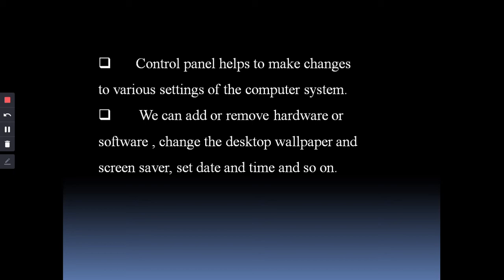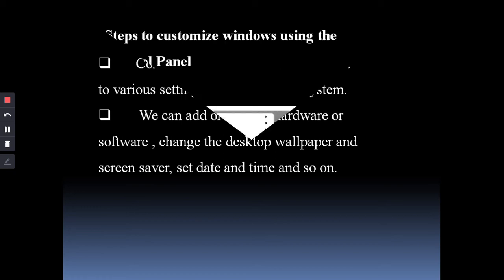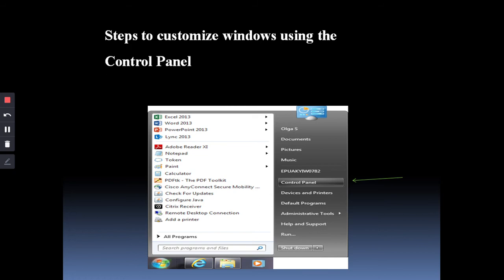These functions or behaviors are all controlled by the control panel. These are under the control panel. And the steps to customize windows using the control panel: the first one is click on the start button. Click on the start button, and this is the control panel button.